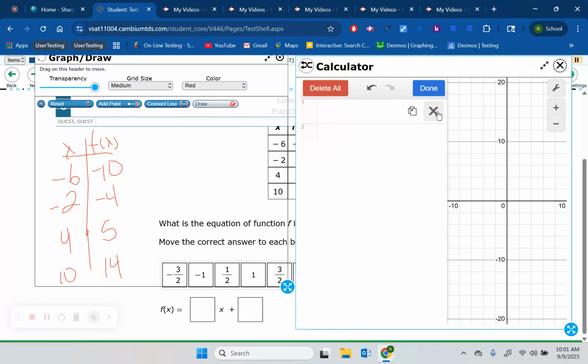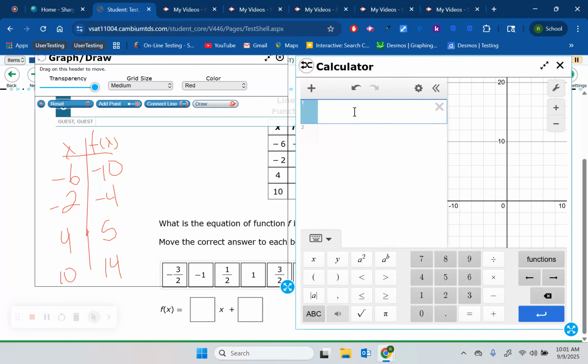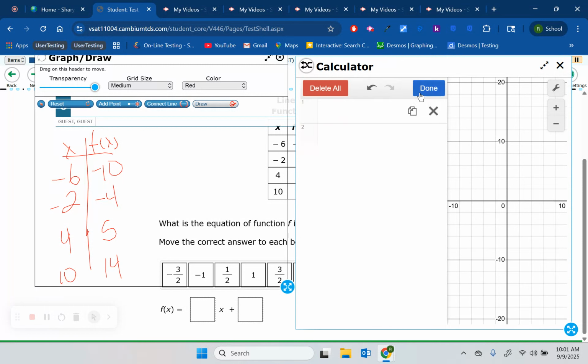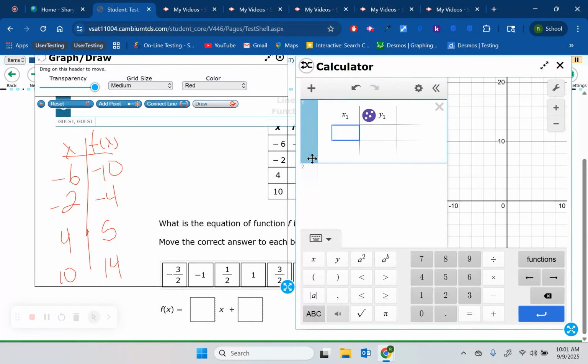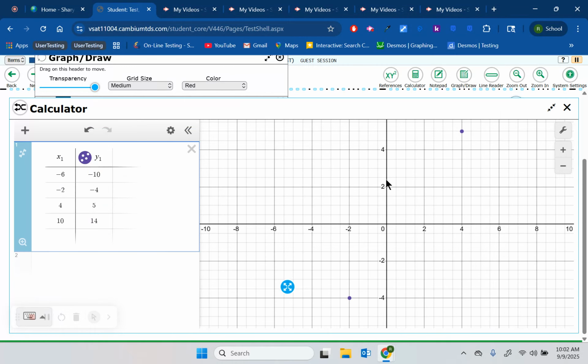Okay, so first things first, and I think it's going to be the regression. No, it's a table first. So let's see here. One of these lets me do a table. This guy, yeah, right here, table. Okay, -6, -2, 4, 10. That's this part. See? You come over here. -10, -4, 5, 14.